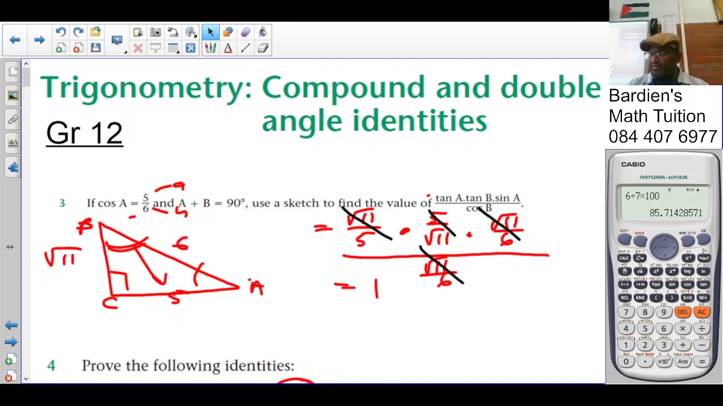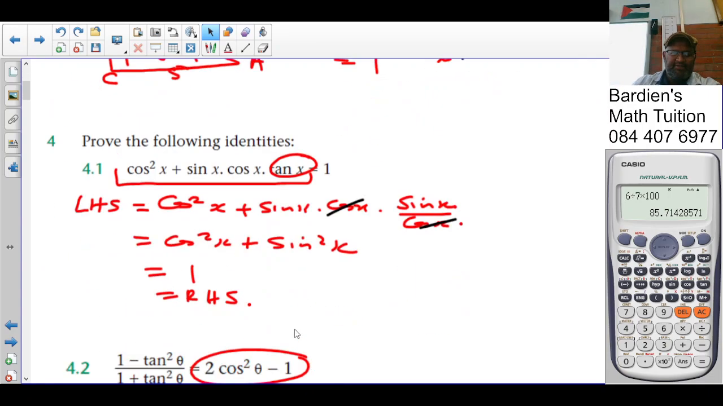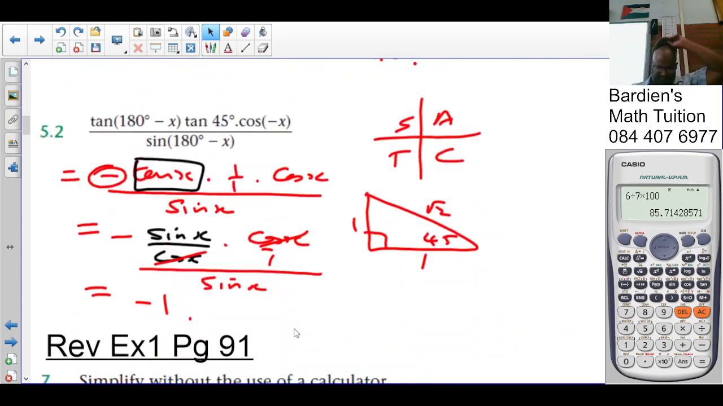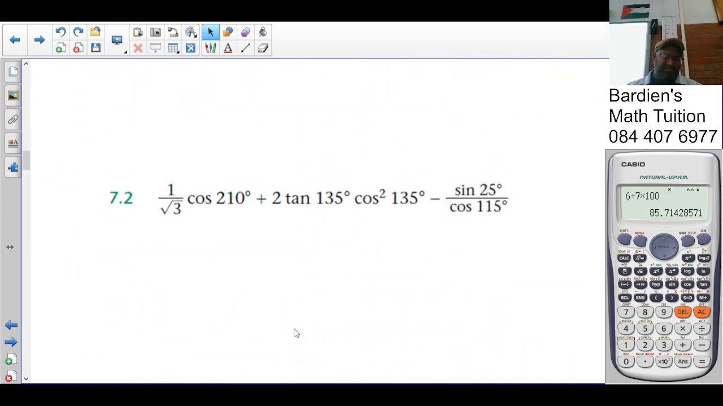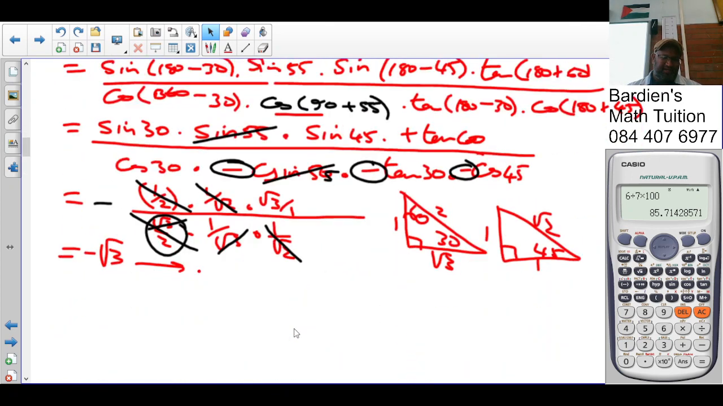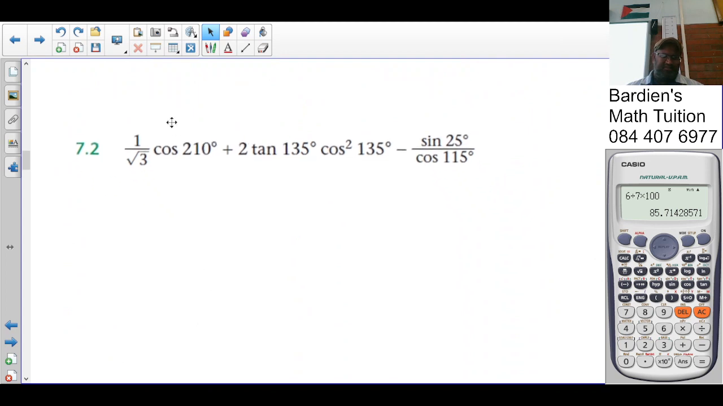Okay, good morning class. So today we're looking at the second half of the revision exercise of the trigonometry, followed by the homework I gave you for yesterday, or homework for today. So we started the revision exercise and we must carry on for question 7.2, correct?